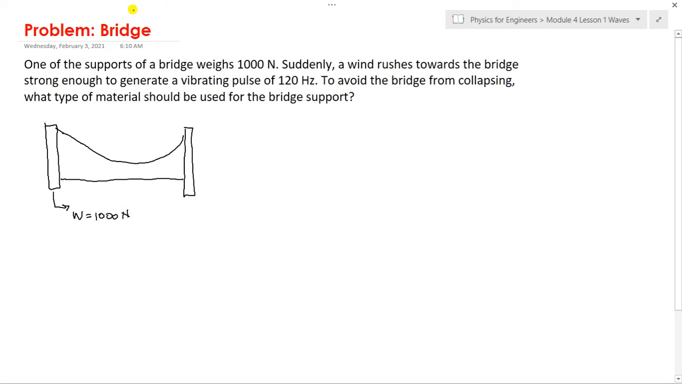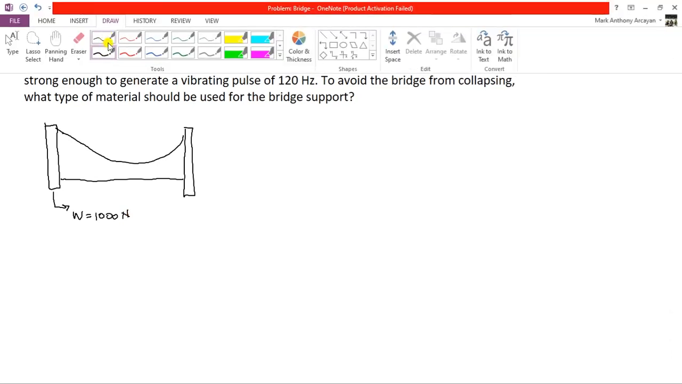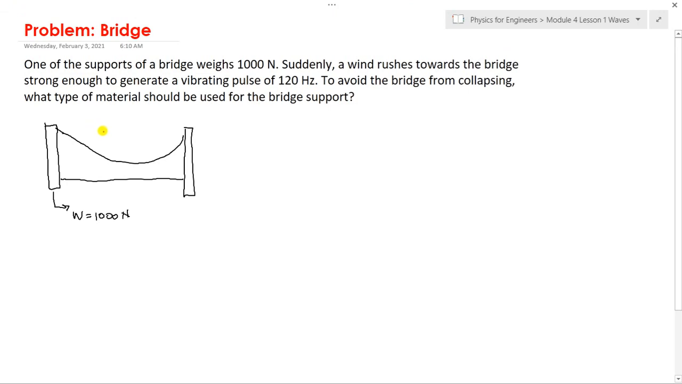Next, suddenly the wind rushes towards the bridge, strong enough to generate a vibrating pulse of 120 hertz. So this wind hits the bridge. So we have of course an external frequency of 120 hertz. Okay, to avoid the bridge from collapsing, what type of material should be used for the bridge support? So required is the type of the material.